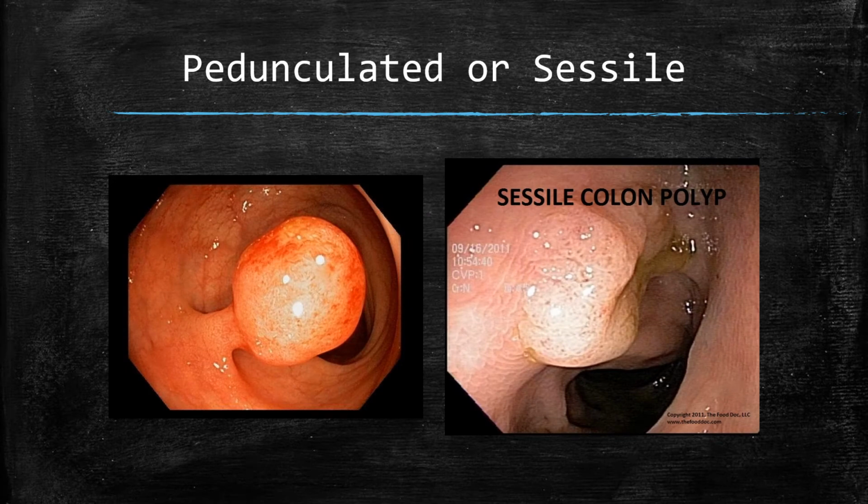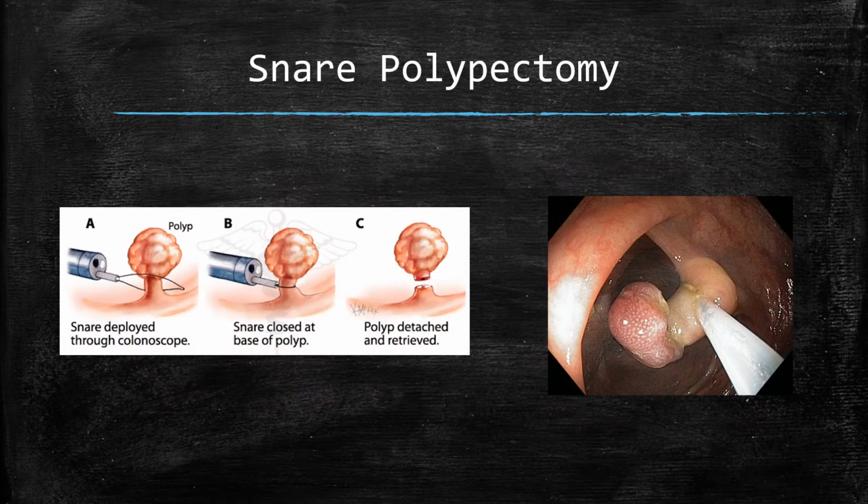Here's a few images showing what these polyps look like via the colonoscope. A pedunculated polyp is relatively straightforward to remove via colonoscopy. However, a large sessile polyp presents technical challenges, and this type of polyp may need to be referred to a surgeon for surgical excision.